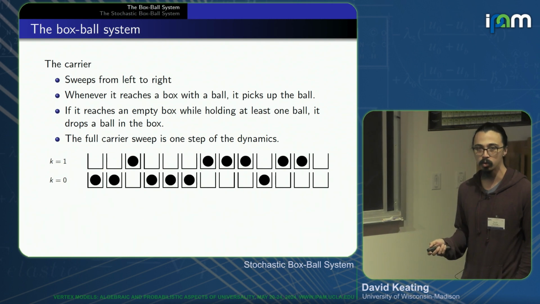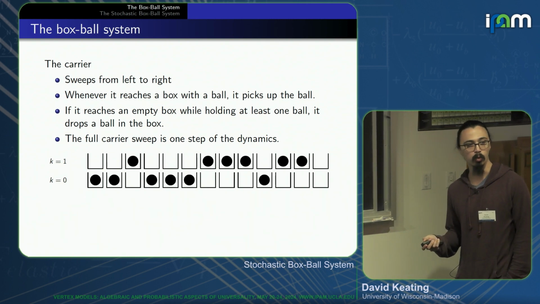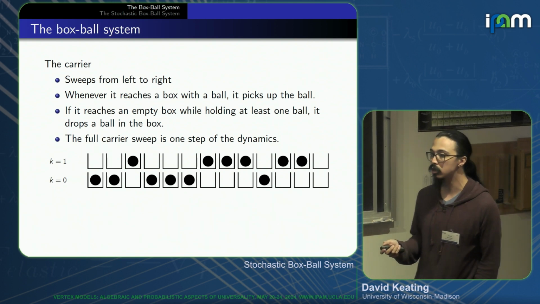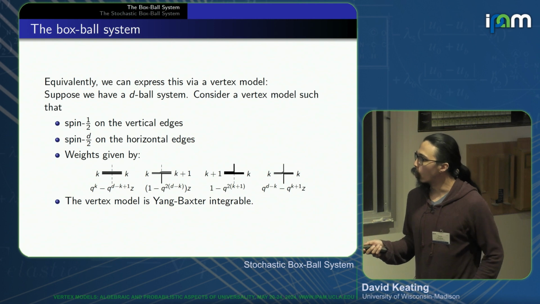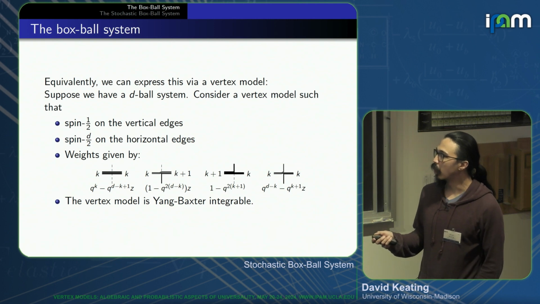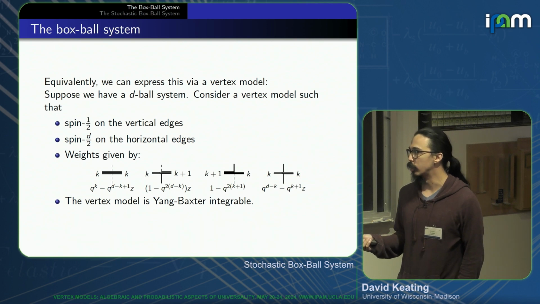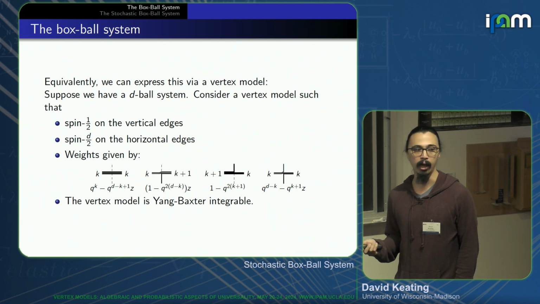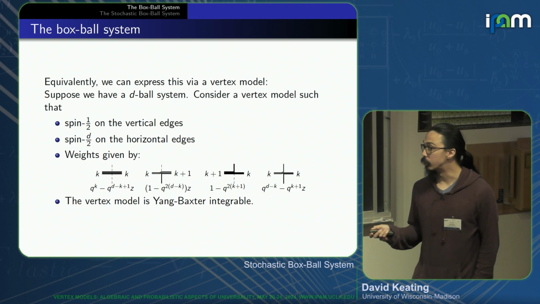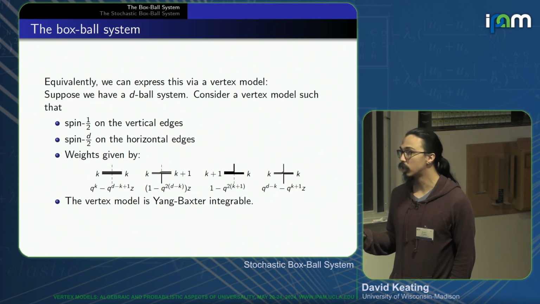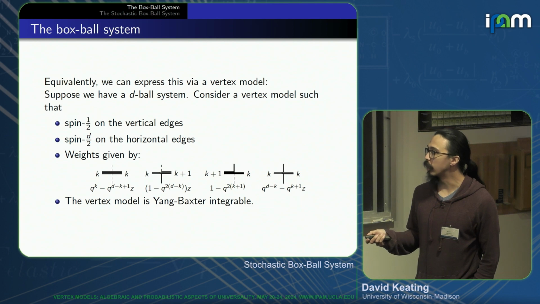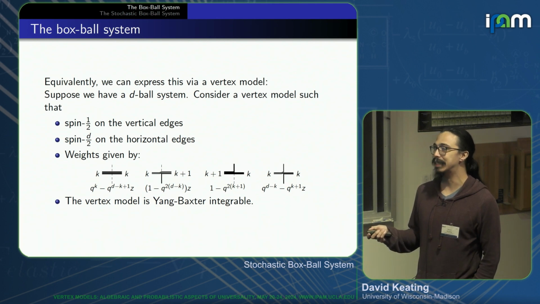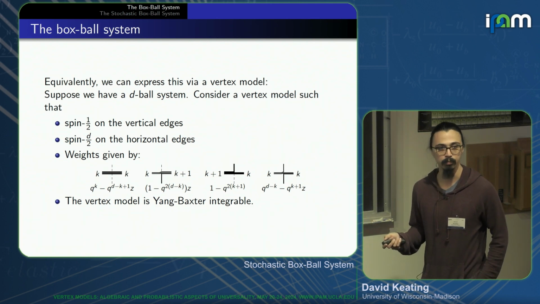Okay. So from time 0, if we were here, at time 1, this is what we had after the carrier sweep. There's an equivalent way of describing this dynamics in terms of a vertex model. So we can consider a vertex model in which we have paths that are going up and right. And on vertical edges of our vertex model, we can have at most one path. But on horizontal edges, we can have, say, at most D paths for this D-ball system.